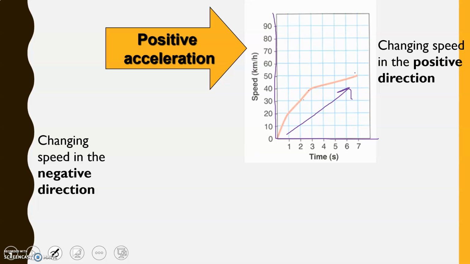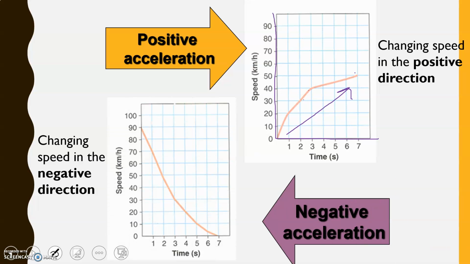All right, now if we are changing speed, but this time it's in the negative direction, and remember we're still looking at our speed versus time graphs, that is now a negative acceleration. So we are changing speed, we are decreasing speed. Notice how we're starting at about 90, going all the way down to 0. So we are decreasing speed, and we're going toward the negative direction. So the pattern here is that on our speed versus time graphs, if the slope is positive and the speed is increasing, you have a positive acceleration.